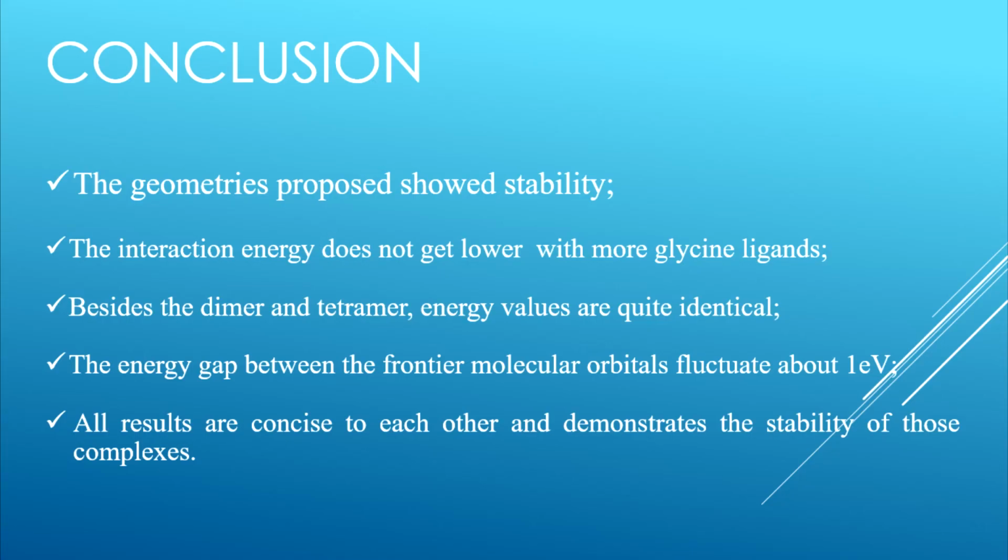Our conclusion was that the geometries proposed show stability, and the interaction energy does not get lower with more glycine ligands. Besides the dimer and the tetramer, energy values are quite identical. The energy gap between the frontier molecular orbitals fluctuates about 1 electron volt, and all results were consistent with each other and demonstrate the stability of those complexes.